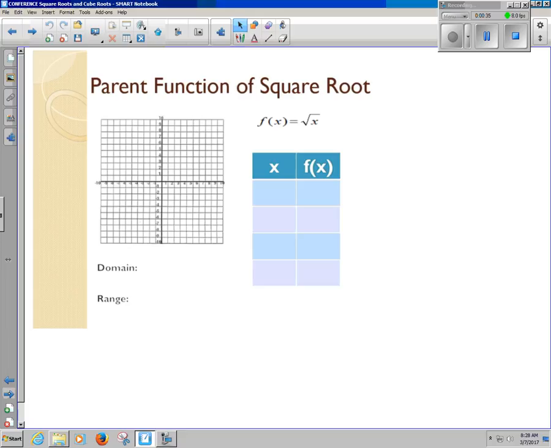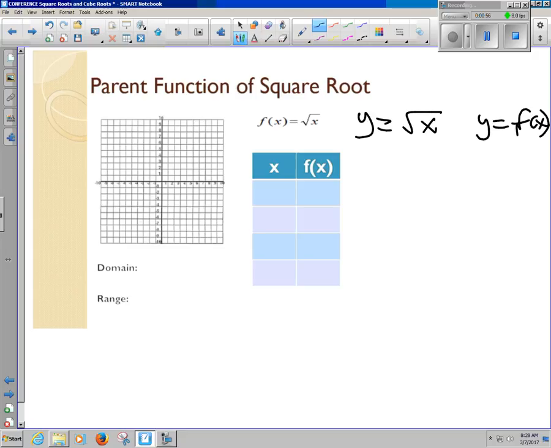So let's look at the parent function of the square root. The first thing I'd like to take note of is that f of x equals the square root of x is the same thing as y equals the square root of x, since y equals f of x. All right, so don't let the functional notation throw you off.